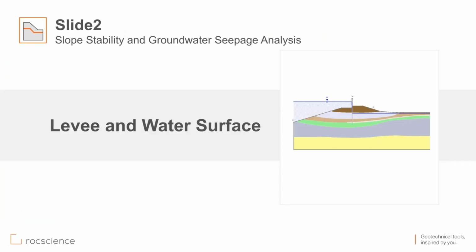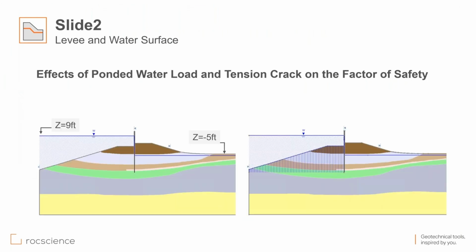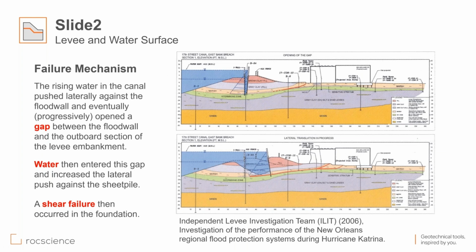In the second example, we are looking at the levee and a water surface. This is actually an interesting model. We will look at the effect of ponded water load and tension crack on the factor of safety. The levee is under flood. The level of the flood on the upstream side is 9 foot, and the whole height of it is close to 14 foot total. This specific levee has been studied extensively. You can see the specification of this model at the top here. There are lots of publications, reports, and journal papers on this.